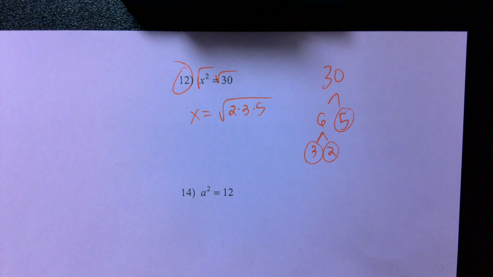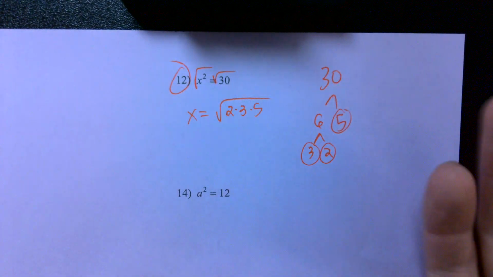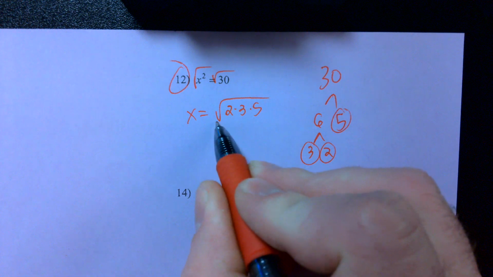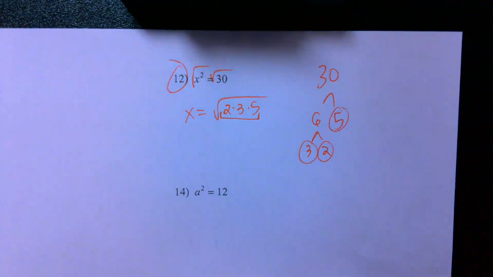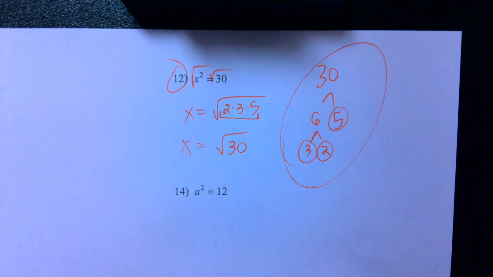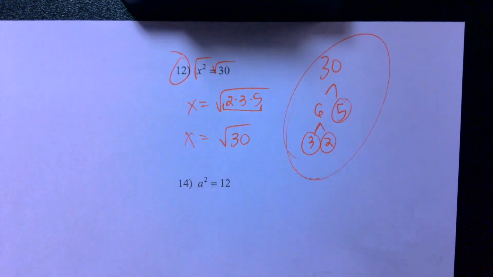What pairs can I circle up inside that square root? None. There are no pairs. So if I can't bring anything out of the square root, what do I do with these 3 remaining numbers? I just multiply them back together. Well, I just found out that that's 30. So my answer is just x equals the square root of 30.